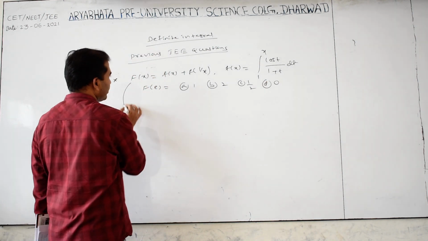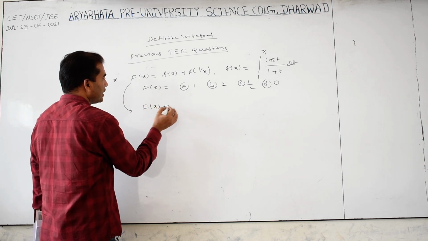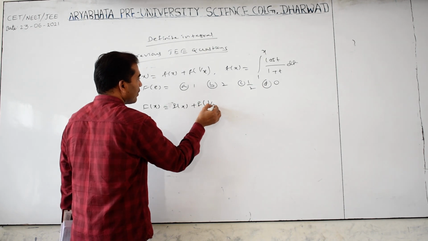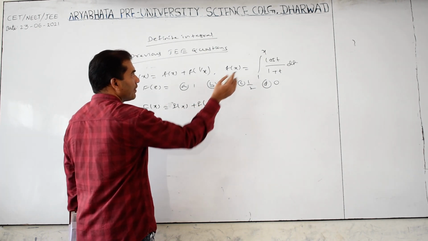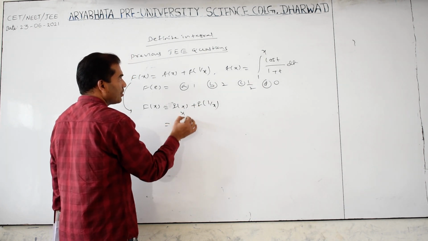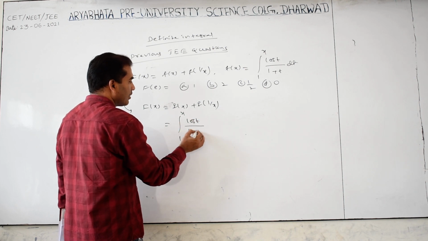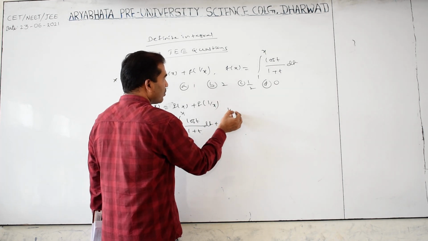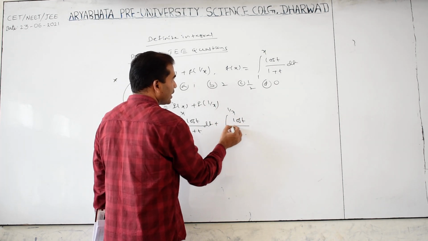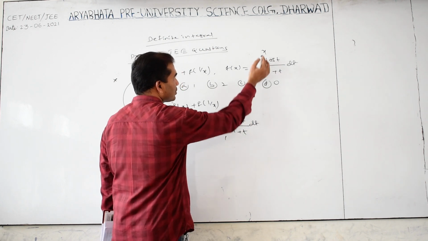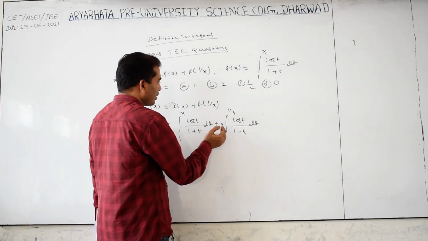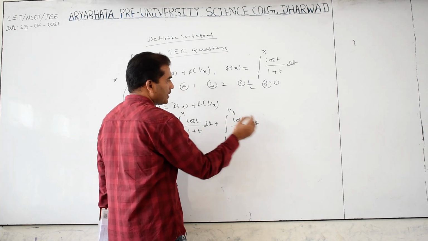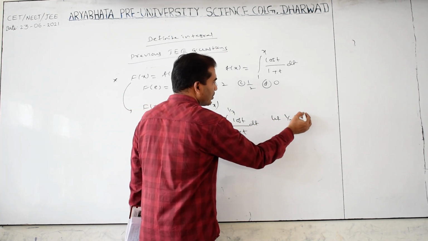They have given capital F of x equal to small f of x plus f of 1 by x. Small f of x is integration of 1 to x log t by 1 plus t dt. Next, f of 1 by x is integration of 1 to 1 by x log of t by 1 plus t dt, in place of x, right, 1 by x. Now we have to change the limits like this, 1 to x. So, to change that, let 1 by x is equal to t.